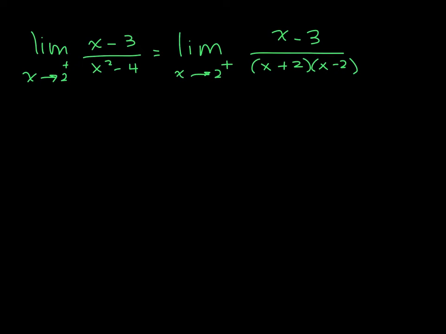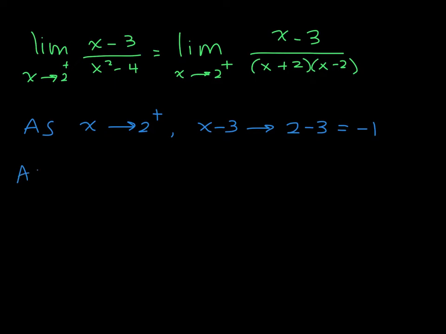So we know that, please lean in here, as x approaches 2 from the right, x minus 3 is approaching 2 minus 3, which is -1. So as x values get closer and closer to 2 from the right, the numerator is becoming -1. Now keep that in mind. Now let's look at the denominator.